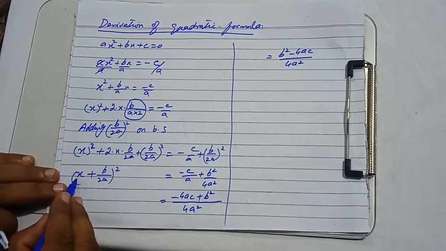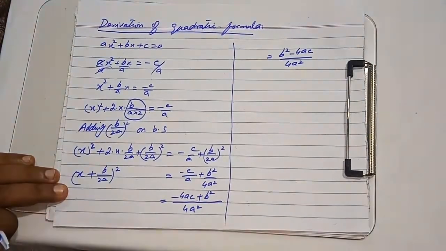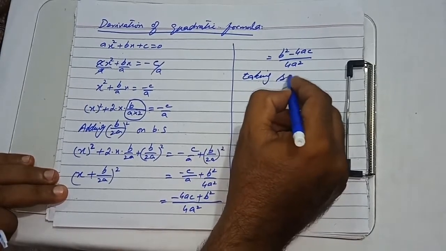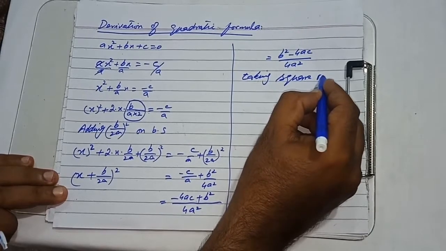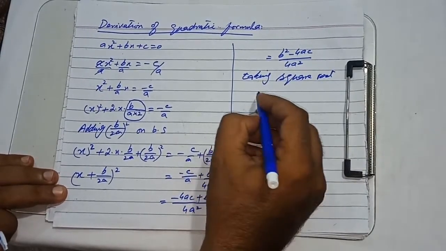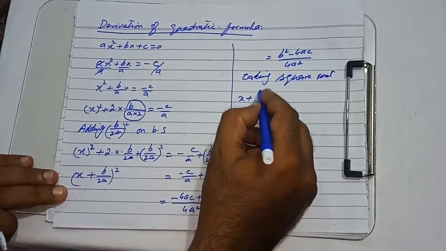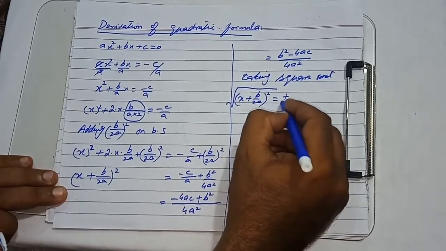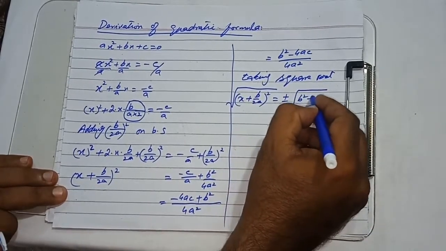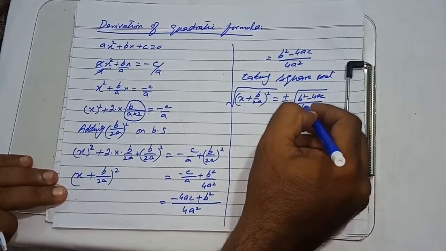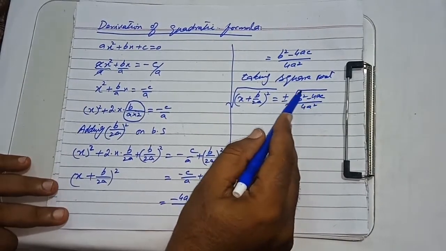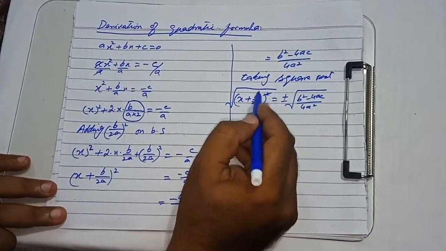Students, we have to find the value of x, and there is a square on the left side. To remove the square, we will take the square root on both sides, and I will write taking square root on both sides, and we will get x plus b over 2a whole square under root is equal to plus minus under root b square minus 4ac over 4a square. I have explained why we have to put plus minus sign when we take the square root, so it is not important to explain it again.